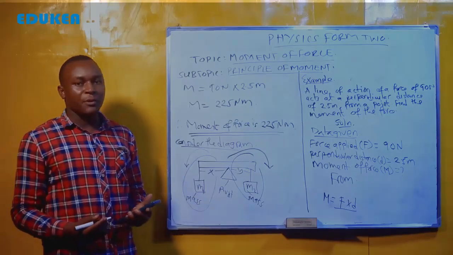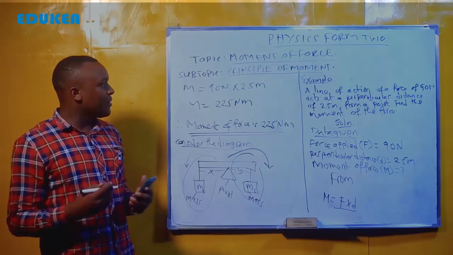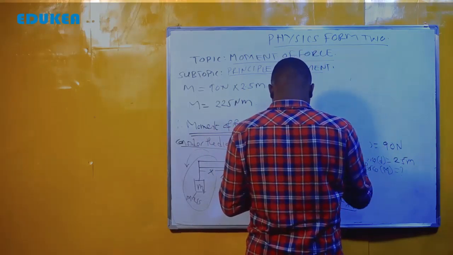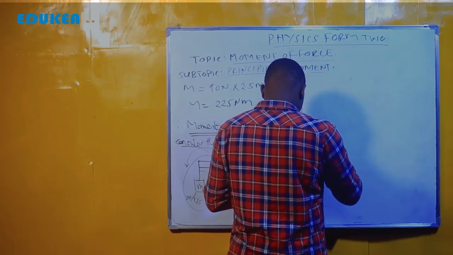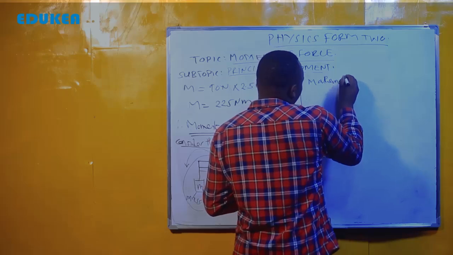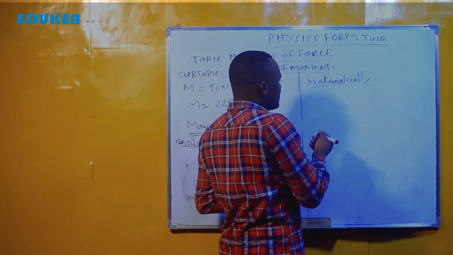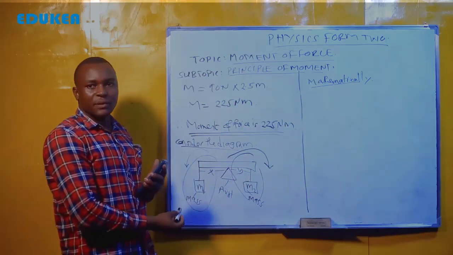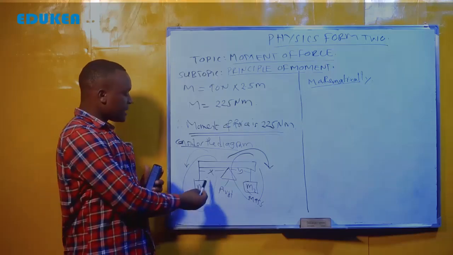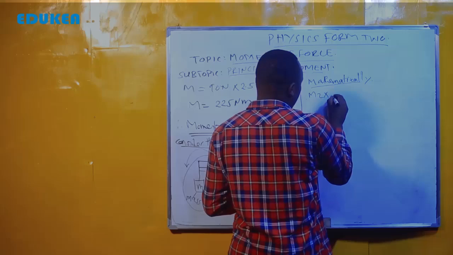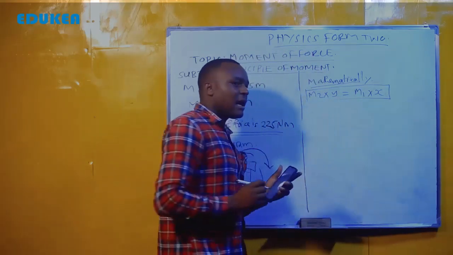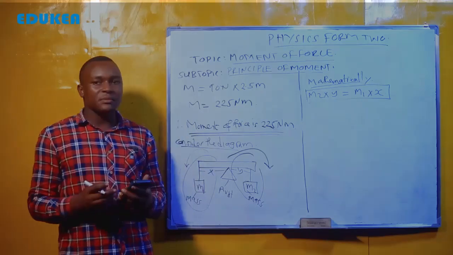So by considering this principle, we can deduce the principle of moment mathematically. We can write that the product of clockwise moment is equal to the product of anticlockwise moment. So when you take y times m2, it will be equal to x times m1. So m2 times y is equal to m1 times x. That is how you can deduce the mathematical principle of moment.